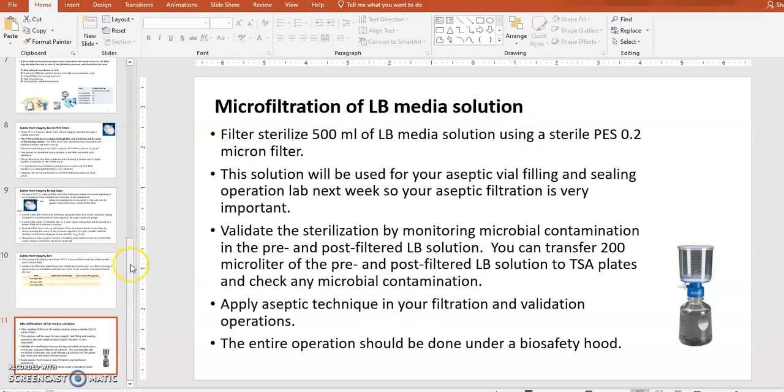That's the second part of the lab. Very straightforward. It's going to take very little time. One important thing is you have to do this aseptically, so you have to operate under the biosafety hood in aseptic conditions. All right.